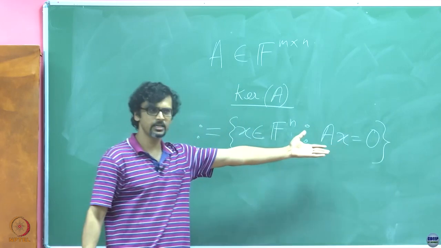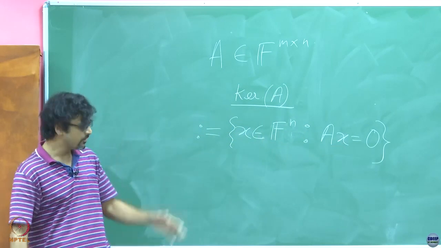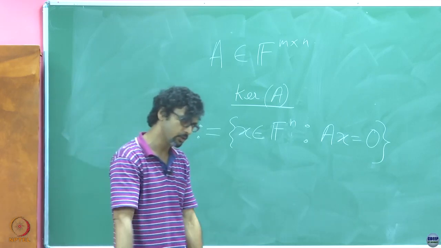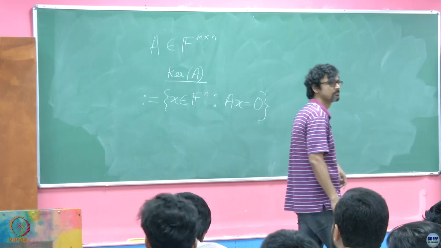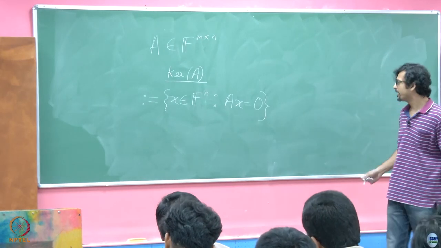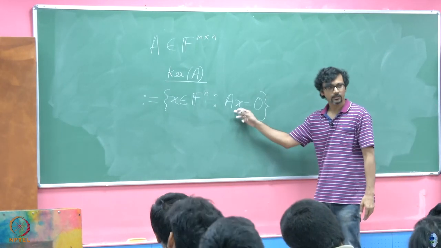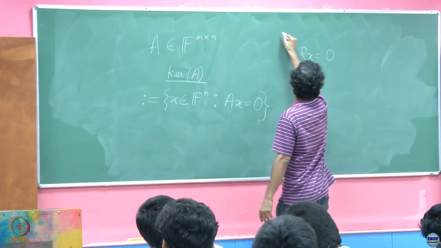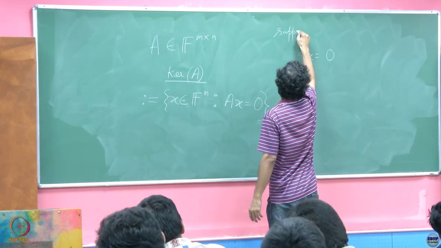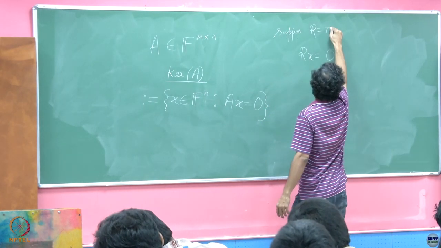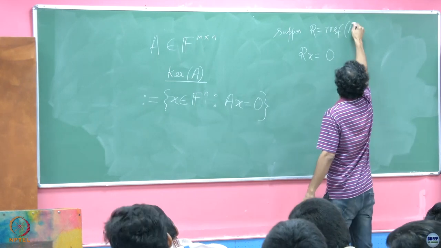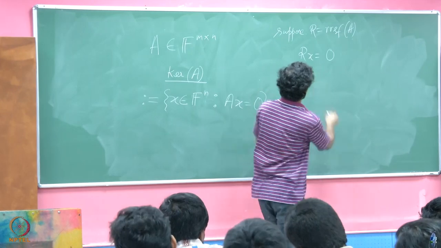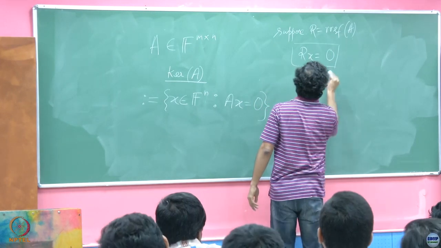But we have already studied this when studying the equations, and we have seen how to get this solution. We have seen that elementary row operations do not change the solution set. So I might just as well study this question for Rx equal to 0, where R is the row reduced echelon form of A. I might just as well look at the solution set of this.